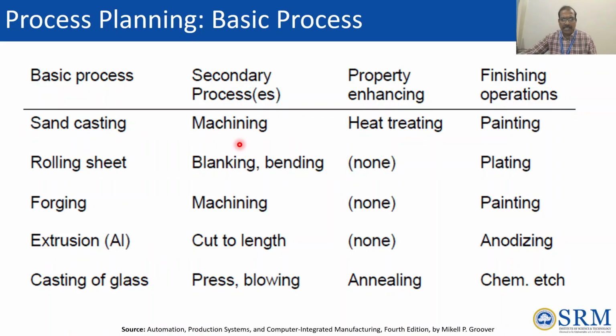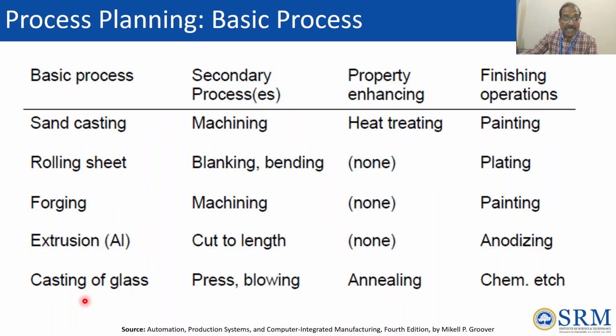So we need machining. Then after machining, we do the heat treating process. Then the painting process, the final one. But for rolled sheet, after that we cut it as blanks, or we do bending. But for sheets, there is no need for any property enhancement. Directly we can go for a plating operation. Similarly, for forging, we need machining, but no need of a heat treatment process. Directly go for painting. For extrusion, we need to cut to a particular length. The secondary process is to cut, similar to blanking. We cut to different sizes, and we don't need property enhancement, but we can go for an anodizing process.